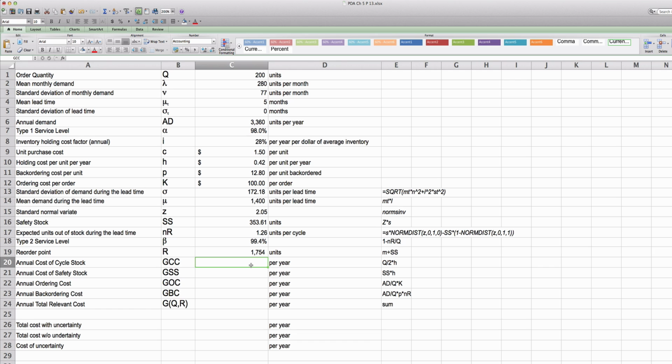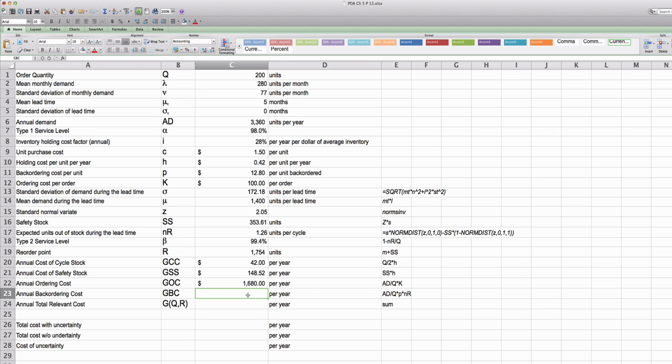So last but not least, what I'll do is implement the total cost function. I'm doing this here step by step, so I'll start out with the cycle stock holding cost, which of course is Q over 2 times H. And then I'll calculate the safety stock holding cost, which is safety stock multiplied by H. My order placement cost, as always, is equal to annual demand. Now be sure you use annual demand, not monthly demand. Annual demand divided by Q gives you the annual as opposed to monthly number of order placements. And I multiply that by the order placement cost K.